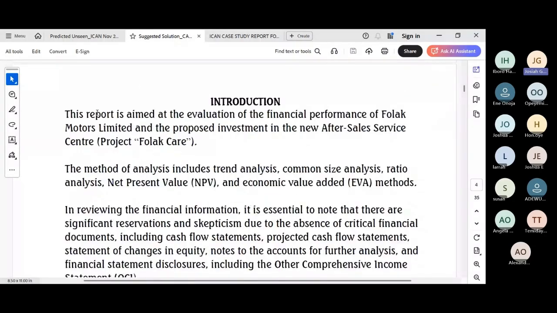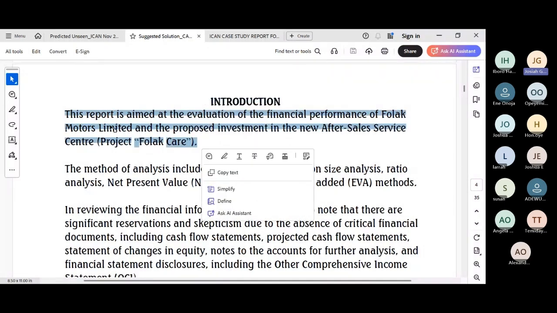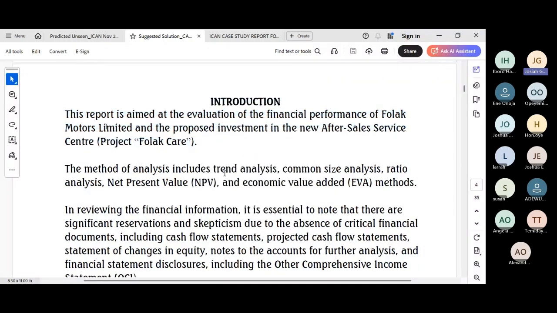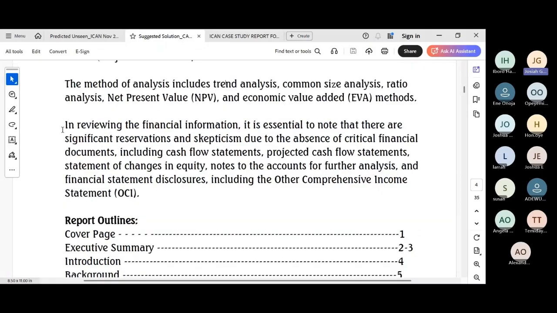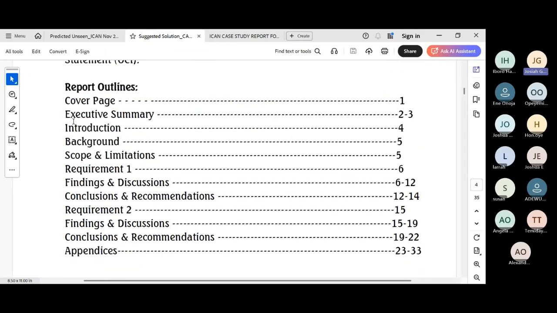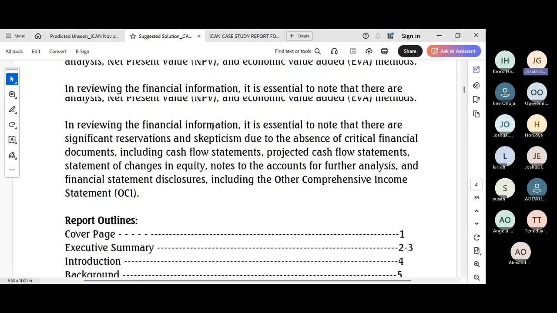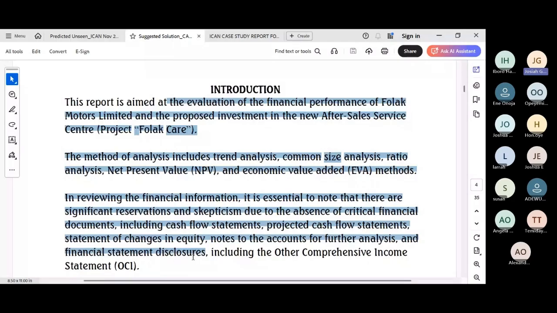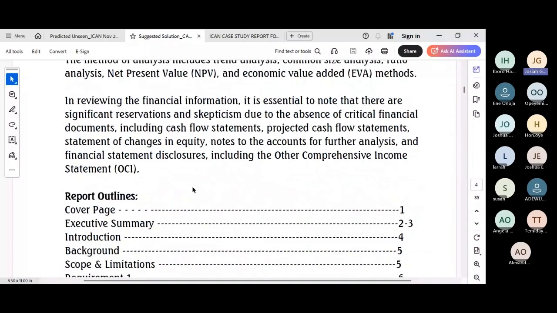So introduction is just stating the aim of the report again, just like you did in the executive summary, but this one is in short form. The methodology, and in reviewing the financial data, your reservations and skepticism. And don't forget your report outlines. Your report outline. This full page, everything here is 1 mark. Then this report outline is another 1 mark.